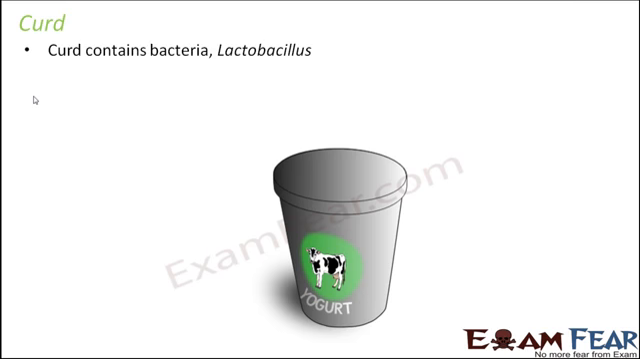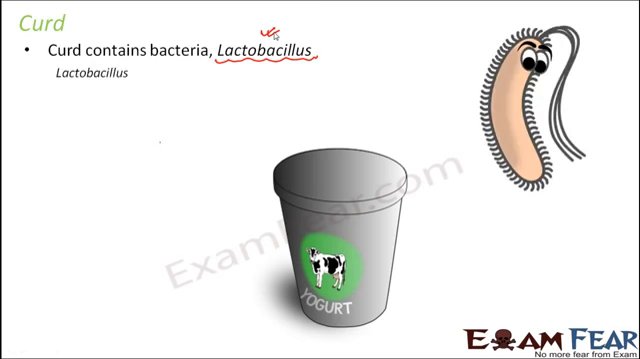Curd contains a bacteria called lactobacillus. This is the bacteria which is responsible for curdling of milk. How the entire process of curdling takes place, we will understand in the next slide. But first let us understand which bacteria is present in curd. In curd you always have lactobacillus. Now let us understand a little more about lactobacillus.